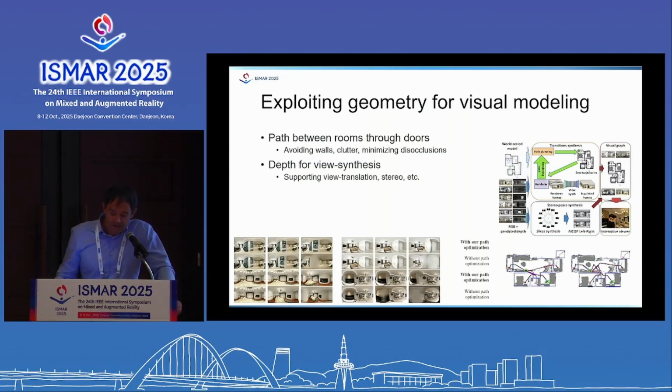At the end, we also have the depth for each image. Using that, you can easily reconstruct view translation and then the stereo, so both eyes, and also slight movement inside the room. And then we also reconstruct the path between rooms. There we can see some examples using or not using the optimization, moving from one room to another. We can see that if you move just by pointing at the door, we cross a lot of clutter and we have a lot of occlusion and disocclusion.